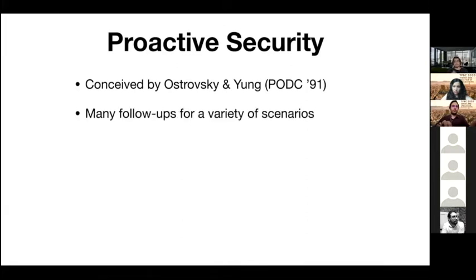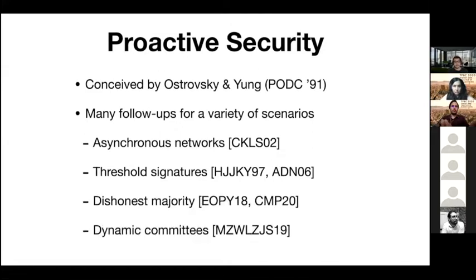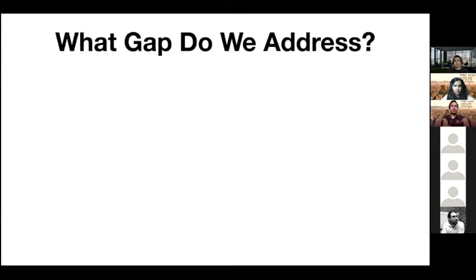And it's in a number of follow-ups for a variety of scenarios, right? So for asynchronous networks, like Asha and others, threshold signatures with a dishonest majority, we can achieve this notion of dynamic committee. So the people who hold shares keep changing. But there is a gap in those literatures for the threshold wallet case, right? And this is the gap that we address.